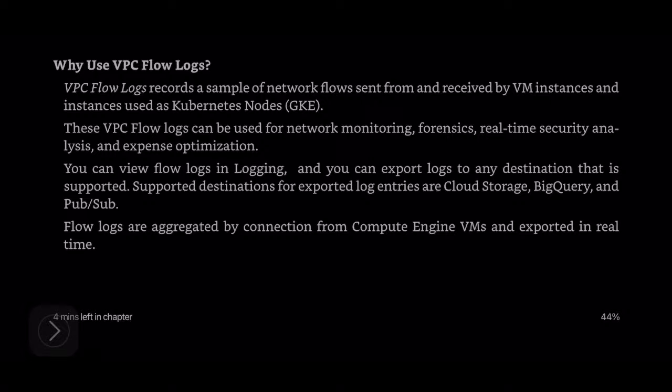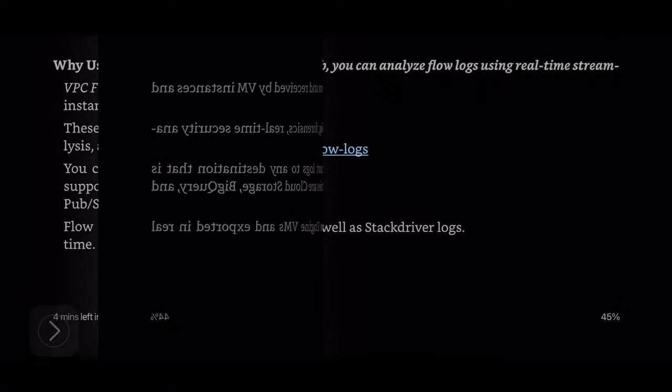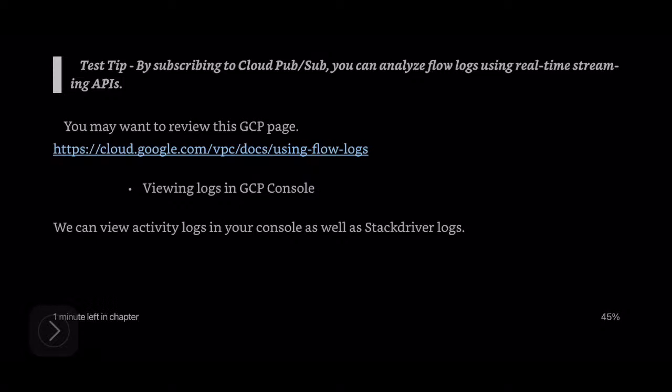Flow logs are aggregated by connection from Compute Engine VMs and exported in real time. Test tip: by subscribing to Cloud Pub/Sub, you can analyze flow logs using real-time streaming APIs. You may want to review this GCP page: https://cloud.google.com/vpc/docs/using-flow-logs link.